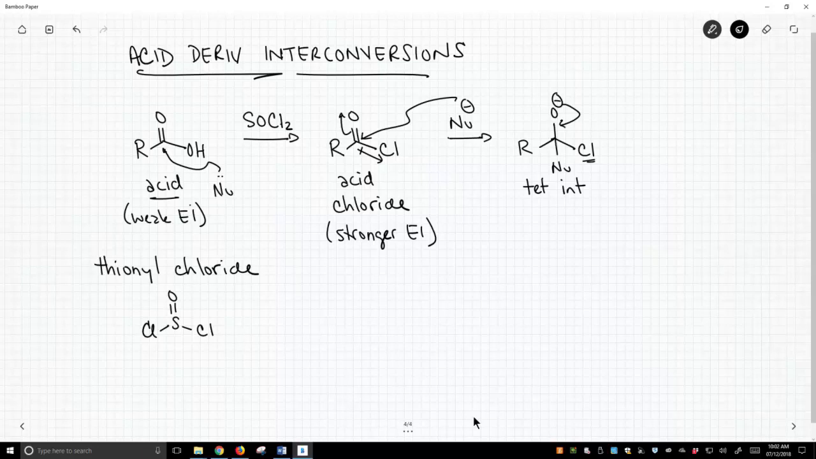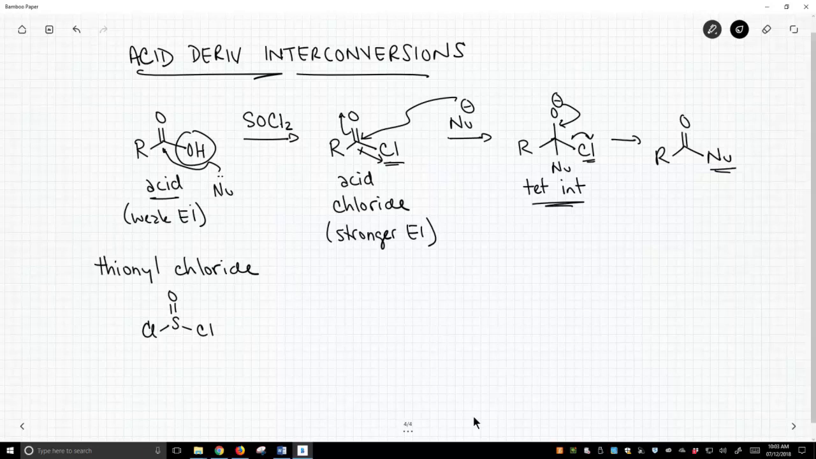So we can bring those electrons down, kick out the chloride, and we get our nucleophile in place of our chlorine. And if we go way back, it's actually in place of our OH group. So we've done a substitution, not an SN2 substitution. This took 2 steps. We made an intermediate, specifically the tetrahedral intermediate.